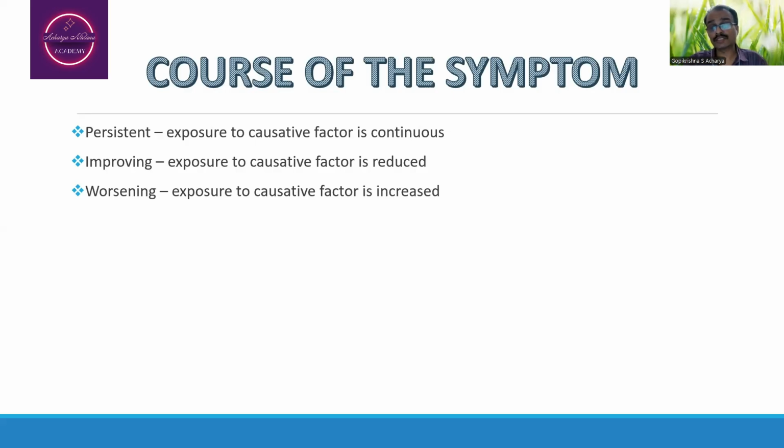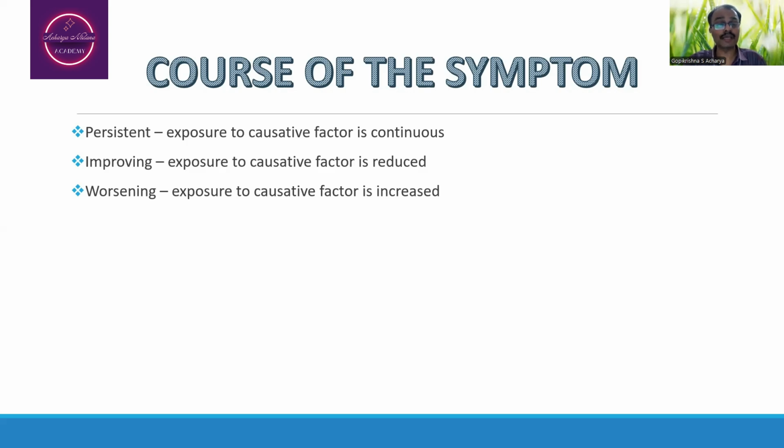As far as the course of the symptom is concerned, it is decided by looking into the severity present on the first day and on the present day. Suppose the person has severe pain during the first day, and the same severity is observed on the present day, that may indicate that the exposure to the causative factor is continuous.